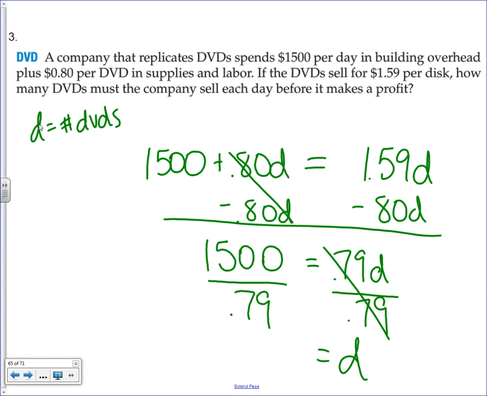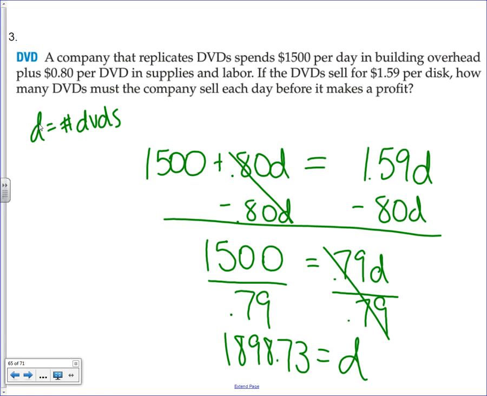It's a big one. 1,800 and what? Point. Okay. Now, folks, I cannot have a 0.73 of a DVD. Now, I just want to ask you, if this is the number for me to break even, can I sell 1898 and make a profit? This is breaking even. So if I sell less than this, I'm losing money.